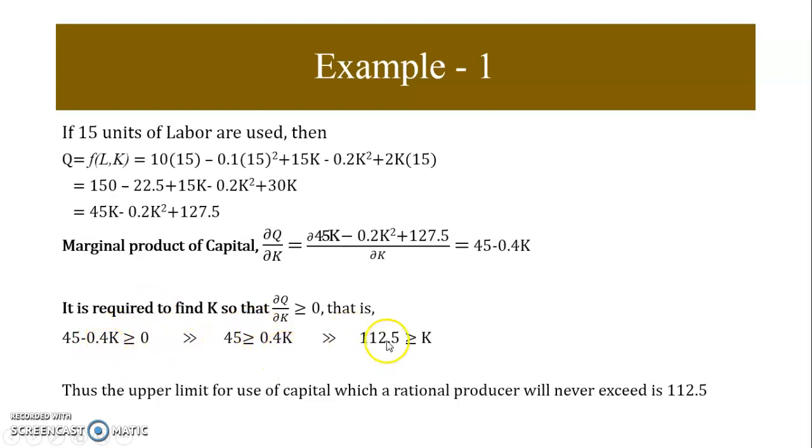So this is positive. Now you will simply divide 45 by 0.4. So this is the units. It says that the rational producer will never exceed the use of 112.5 units of capital in its production function in case 15 units of labor are used. So this is the upper limit. In case the upper limit of labor has to be calculated, then you can do this with respect to labor. Okay, so this is how you can solve this.